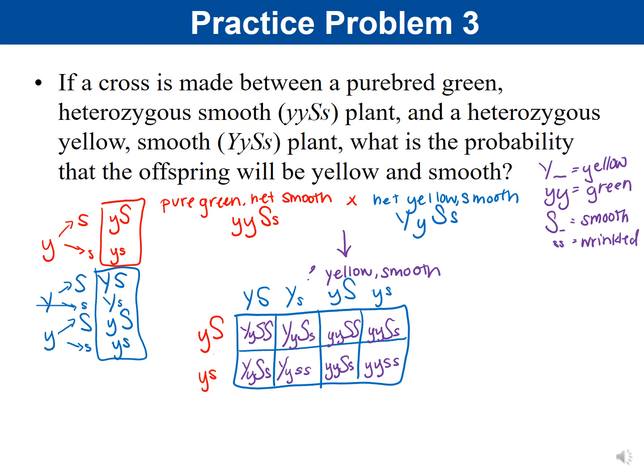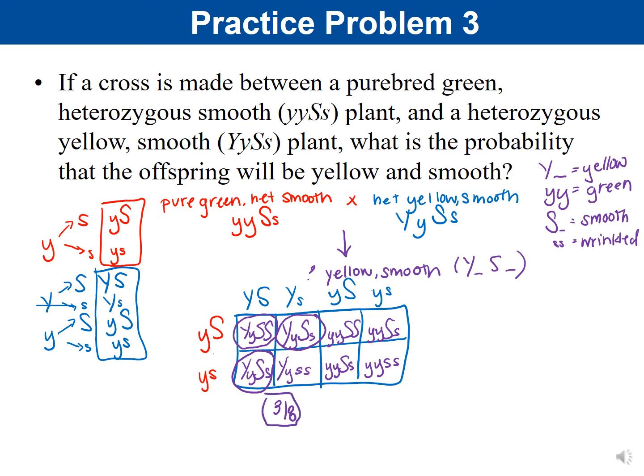And so again, we're looking for yellow and smooth. So that means big Y something, big S something. Let's look at ours to see how many of those we have. Here's one. Here's another. Here's another. None of the rest meet that requirement because this one is little s, little s, and this one up here is little y, little y. So our probability of getting yellow and smooth is going to be 3 out of 8. So my answer for this would be 3/8.